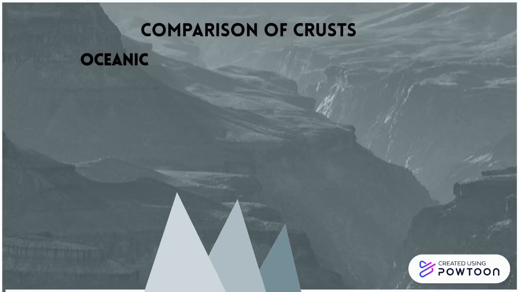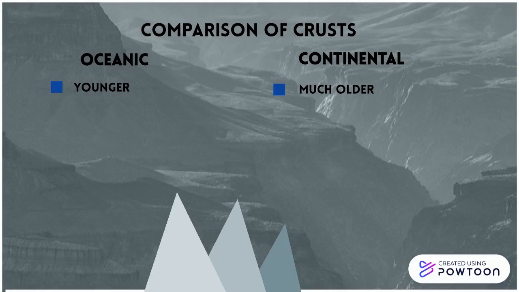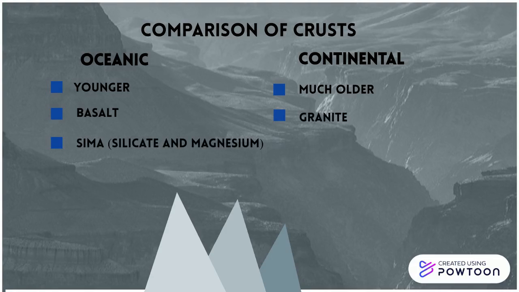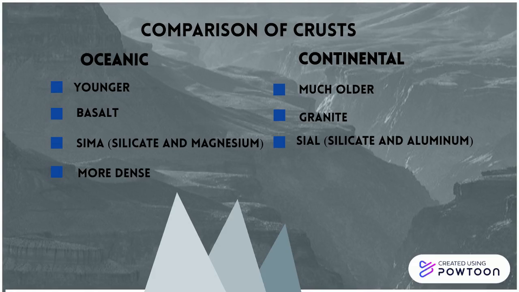Let's compare the two different types of crust. Oceanic crust is younger than continental crust. Oceanic crust is made of basalt, whereas continental is made of granite. SEMA and CL are the most abundant minerals. Oceanic crust is more dense and thinner. Continental crust is less dense and thicker.